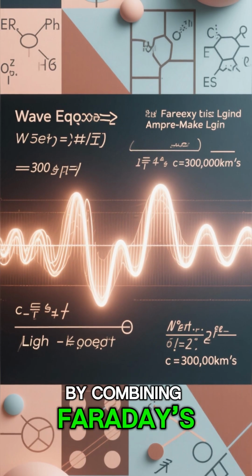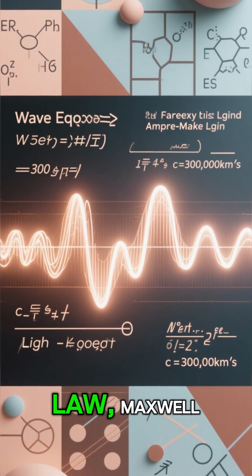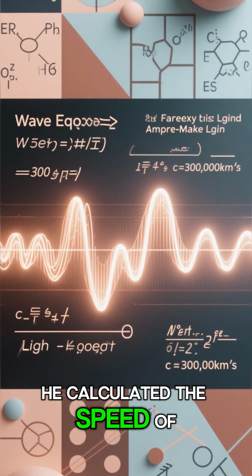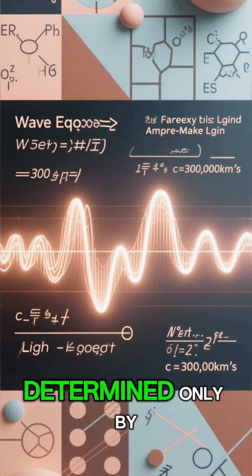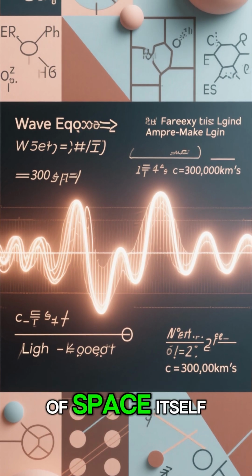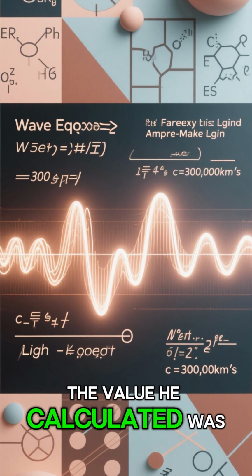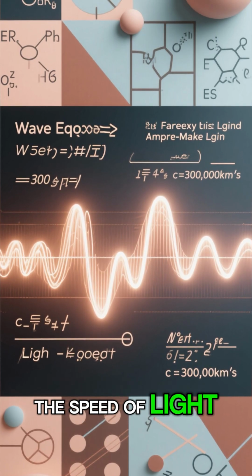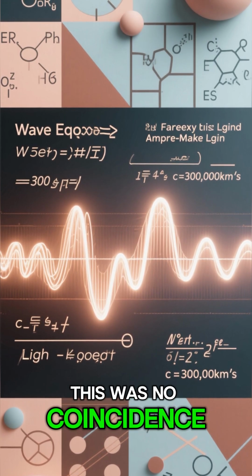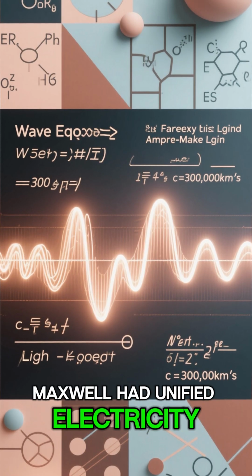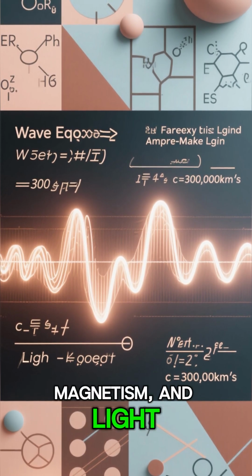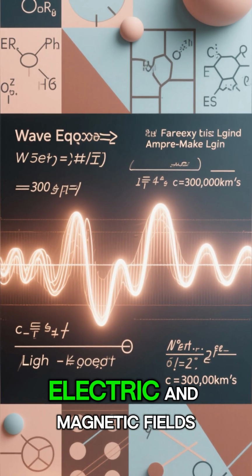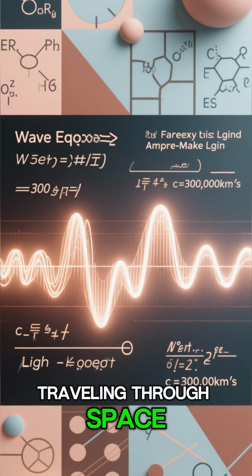By combining Faraday's law and the Ampere-Maxwell law, Maxwell derived a set of wave equations. He calculated the speed of these waves and found it to be a constant, determined only by fundamental properties of space itself. The value he calculated was approximately 300,000 kilometers per second, the speed of light. This was no coincidence. Maxwell had unified electricity, magnetism, and light, showing that light is an electromagnetic wave, a ripple of oscillating electric and magnetic fields traveling through space.